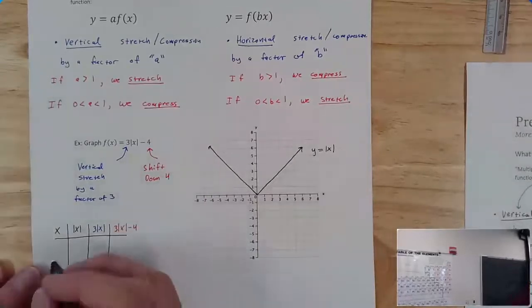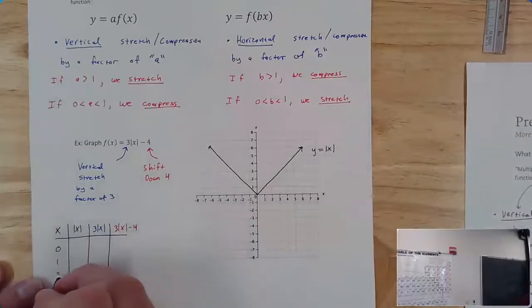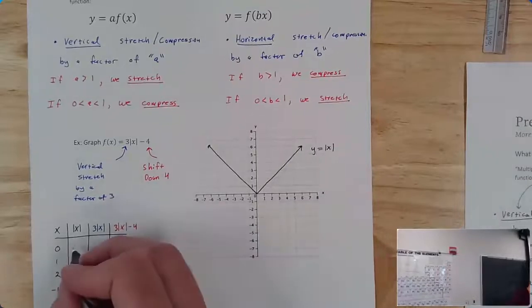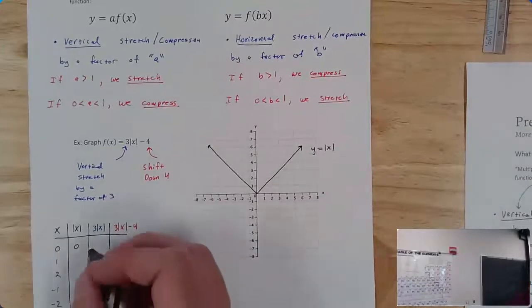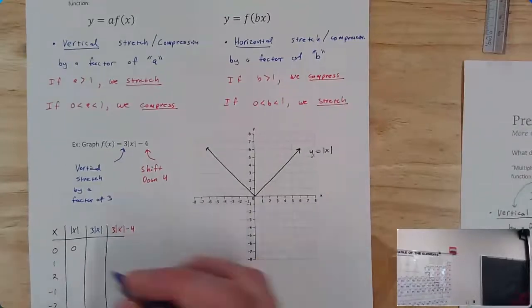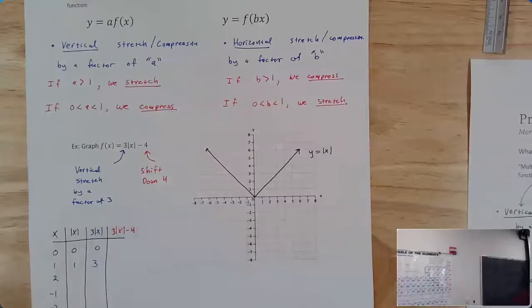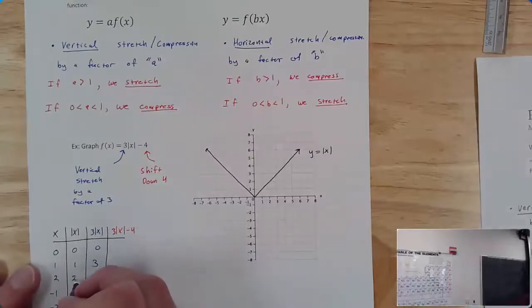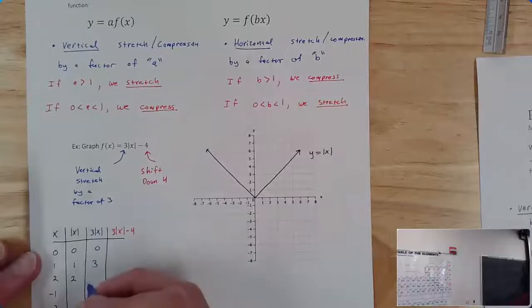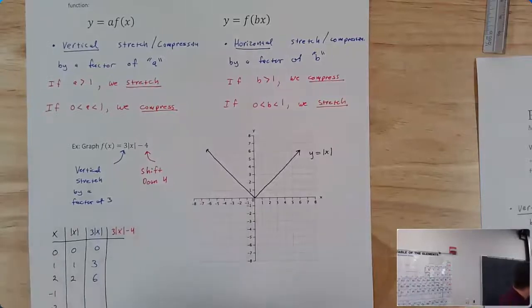So I'm just going to pick a few x values like 0, 1, 2, and negative 1 and negative 2. So absolute value of 0 is 0. 3 times 0, still 0. On the other hand, absolute value of 1 is 1, and 3 times 1 is 3. Absolute value of 2 is 2. 3 times 2 is 6. So all of my corresponding y values are 3 times as large as they were. I'm stretching by a factor of 3.